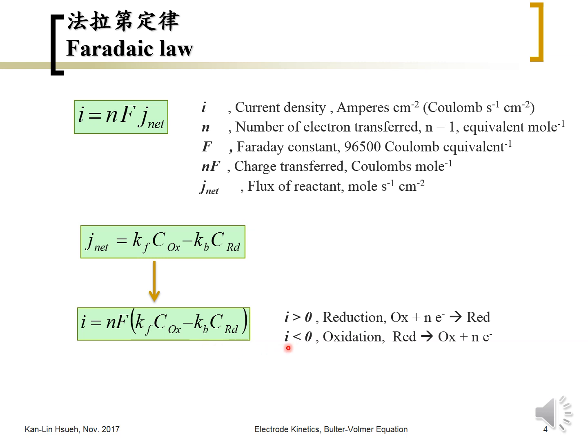When the current density I is greater than 0, that means the forward reaction rate is greater than the backward reaction rate, so the net reaction will be oxidation. When I is negative, less than 0, that means the backward reaction rate is faster than the forward reaction rate, and the net reaction will be reduction. So the sign of the current density describes the direction of the reaction.